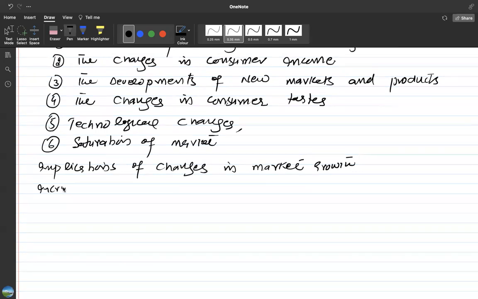What happens to businesses when there is increase in market growth? First of all, the sales will increase if the business market share remains same.